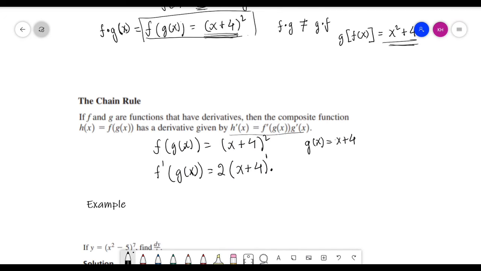Times the derivative of the inside. Now what is the derivative of inside? The derivative of g of x is going to be just 1. So we end up having 2(x plus 4). You can obviously simplify this. It's going to be 2x plus 8. Now that's a simple example.